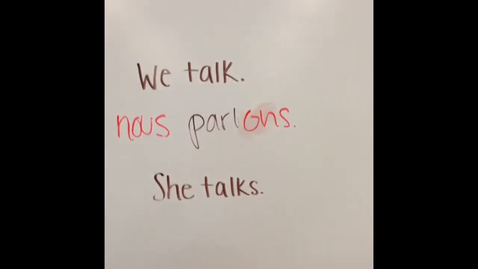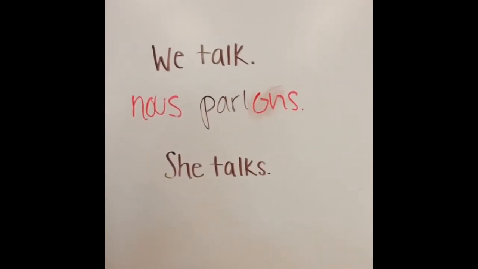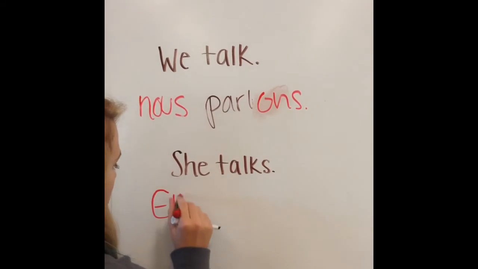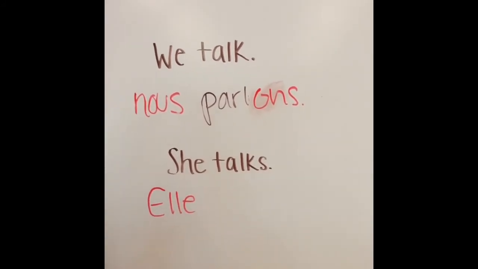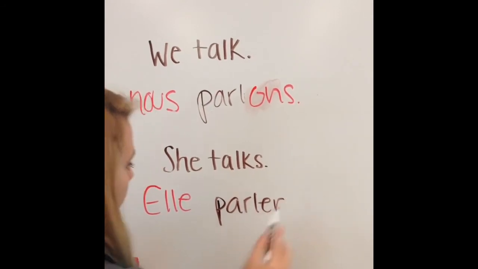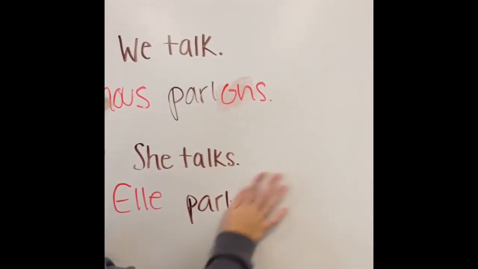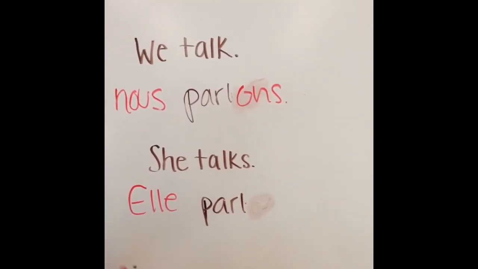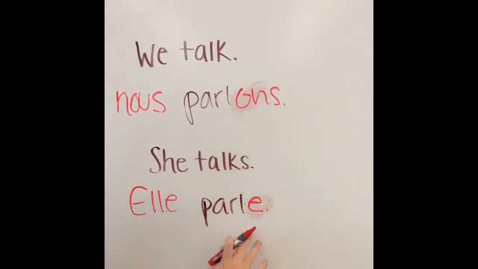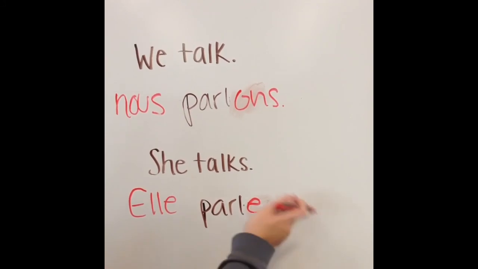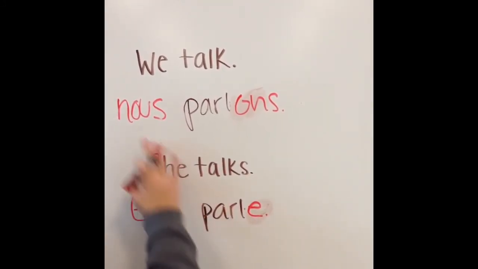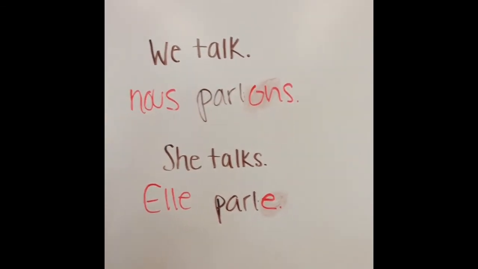If I wanted to do the same thing for she talks, I write the word for she, elle, and then I have parler again, and I take off the ER and add the E. So she talks. You don't want to say she to talk, which is what you would say if you leave it as an ER. You always add that ending that matches up. And that's how you conjugate an ER verb.